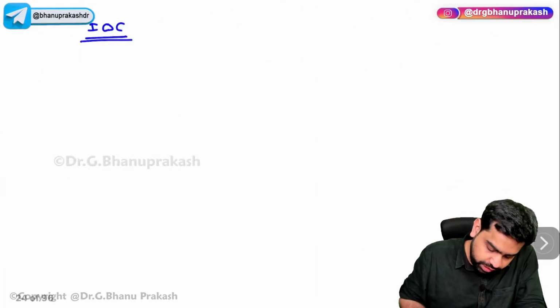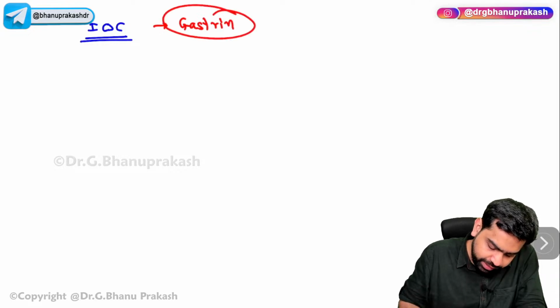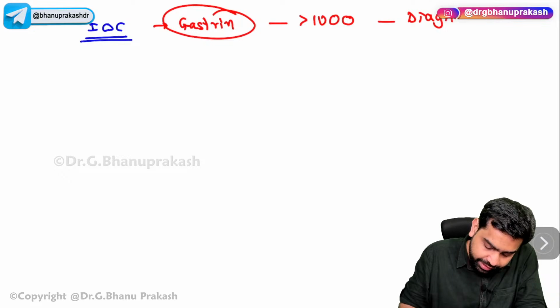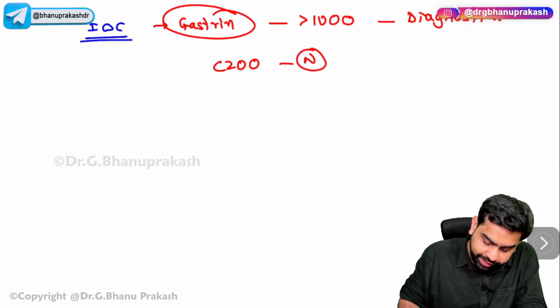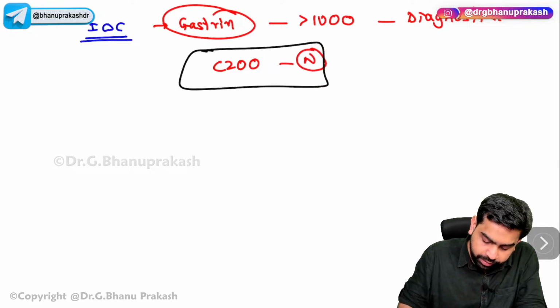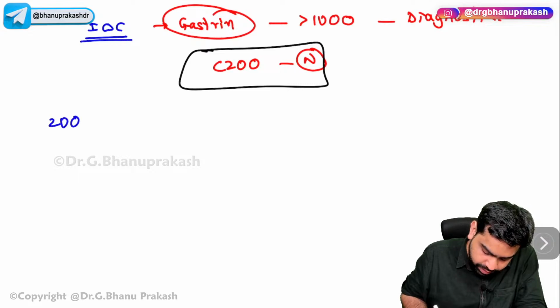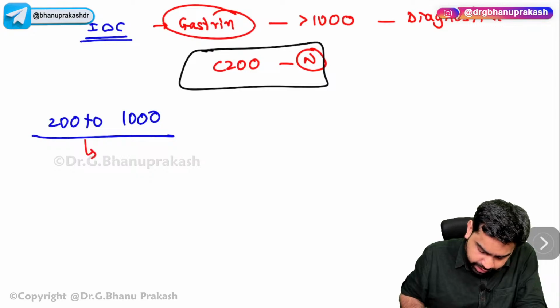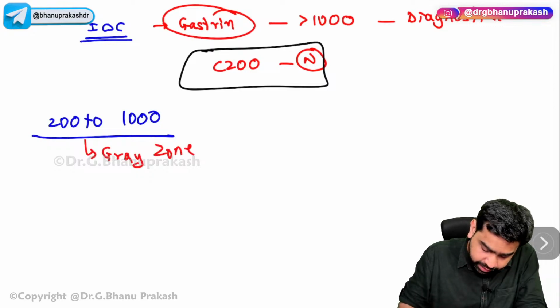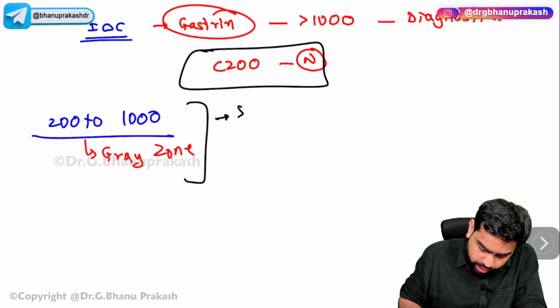So here, the investigation of choice is to take the gastrin levels. If the gastrin level is more than 1000, that is diagnostic. If the gastrin level is less than 200, this is normal. But if the gastrin level is between 200 and 1000, this is referred to as the gray zone, and in this gray zone, what you give these particular patients is secretin.